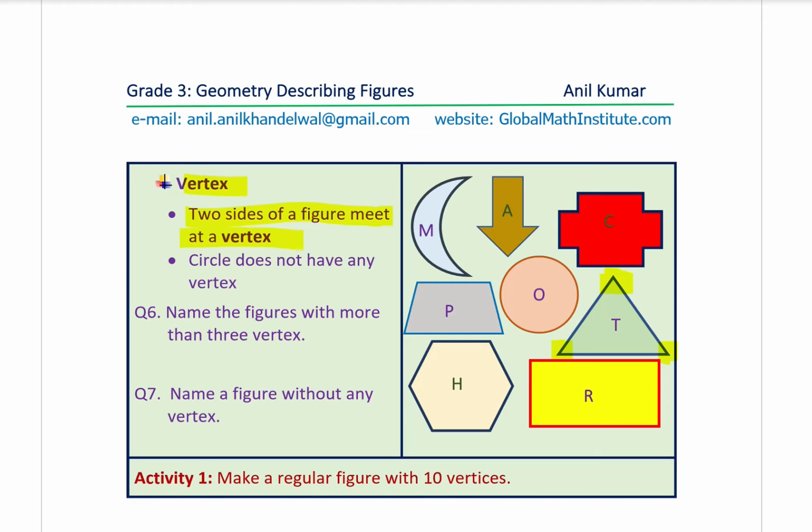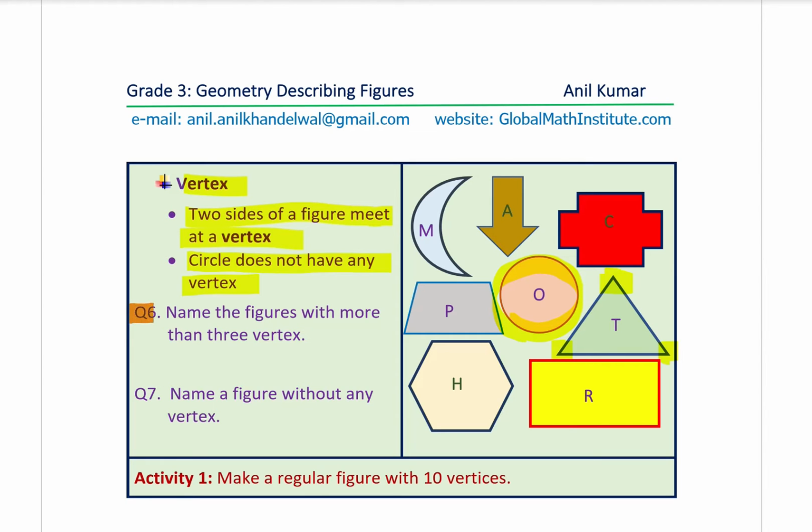Okay. Now, the important thing here is to understand that a circle does not have any vertex. Do you see this? No vertex at all. It's a round thing. No corners. Do you get the idea? So a circle is a figure which does not have any vertex. That is important. Now the question for you.